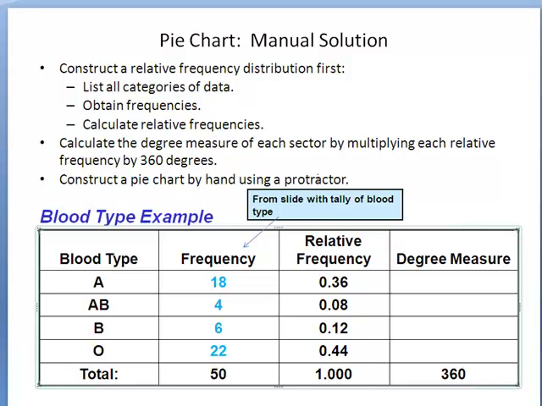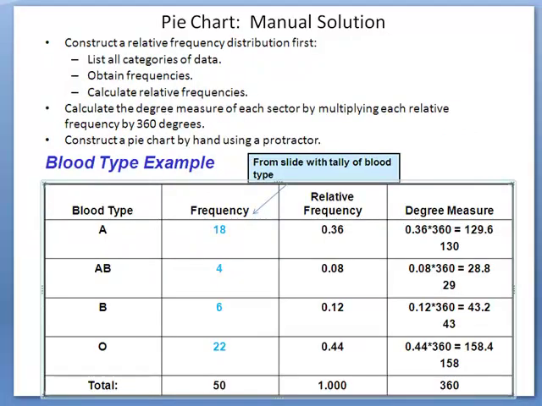To find the degree measure of our slice of pie, we take 0.36 and multiply it by 360. So 0.36 times 360 is 129.6 degrees, and we'd round that to 130. For the AB, 0.08 was its relative frequency, so 0.08 of 360 degrees is 28.8, which we round to 29. So a slice with a 29-degree angle is what we would see for the AB. That's how we would find those angles, and then we'd use our compass and protractor to make this pie chart. But there's a much easier way using MINITAB.